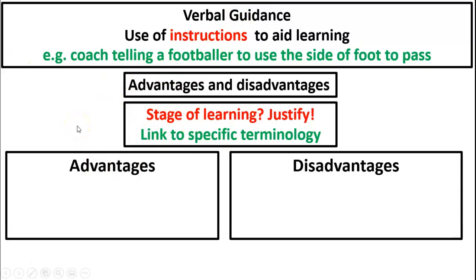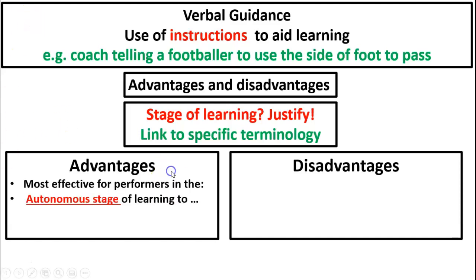And I'm going to say this point now: every guidance type is used for every stage of learning. It's as simple as that. But we can say that they're most effective for certain stages of learning, if that makes sense. So if we start off with verbal guidance, it is considered to be most effective for performers in the autonomous stage of learning. And the reason why it is considered most effective for the autonomous stage is because it allows the coach to explain how to perform complex or in-depth skills and tactics.